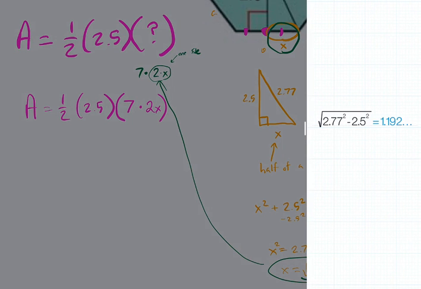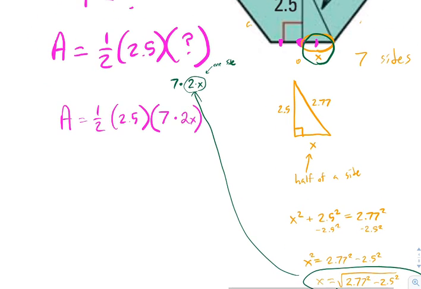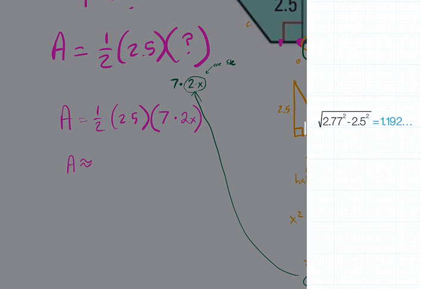Look, I've already brought it up. So there's the square root of 2.77 squared minus 2.5 squared. I take that number, and that number is my x value. X is around 1.192. So going back up here, I'm now dealing with an approximate value. I'll multiply it by 2, then take that and multiply it by 7. So here's the perimeter of my shape.